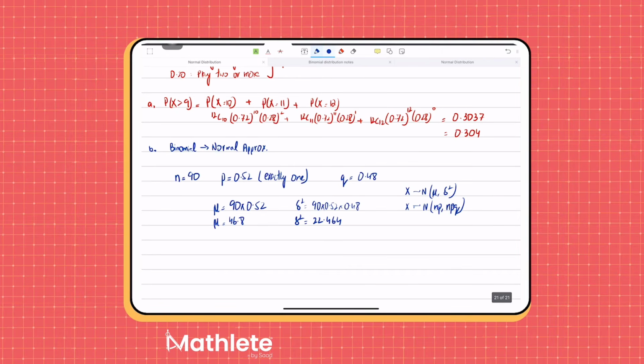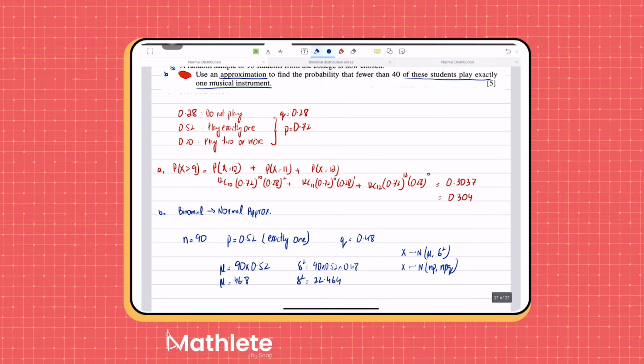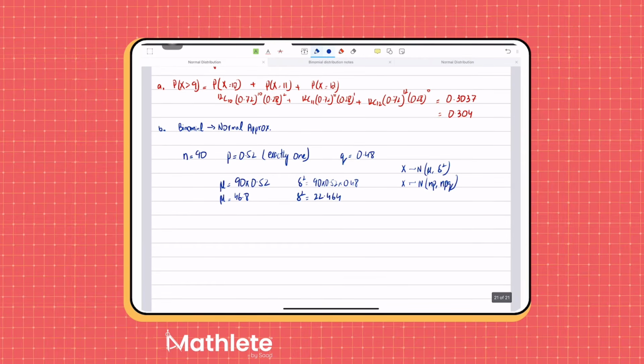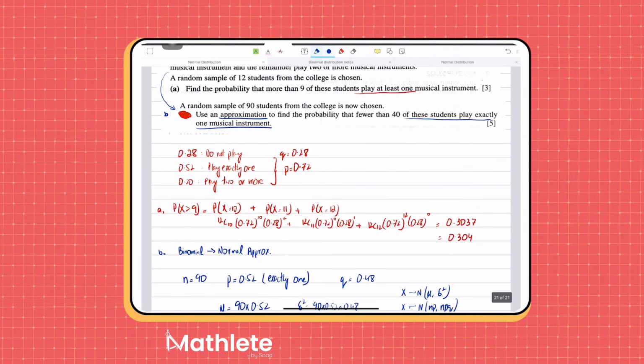Okay. Now, what do we have to calculate? We have to calculate the probability that fewer than 40. That means we have to calculate the probability that x is less than 40. Now, a very common error is that students forget to apply continuity correction. So just make a note, CC. The second you see normal approximation, just write CC so that it prompts you to apply continuity correction.